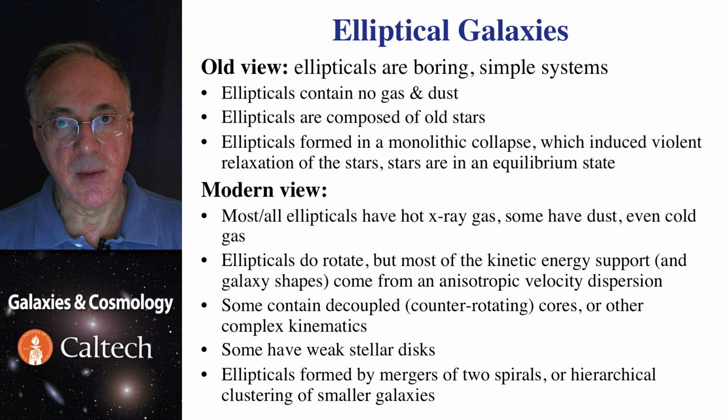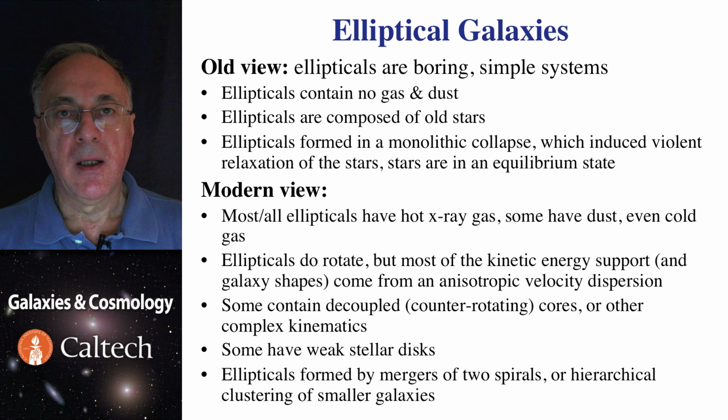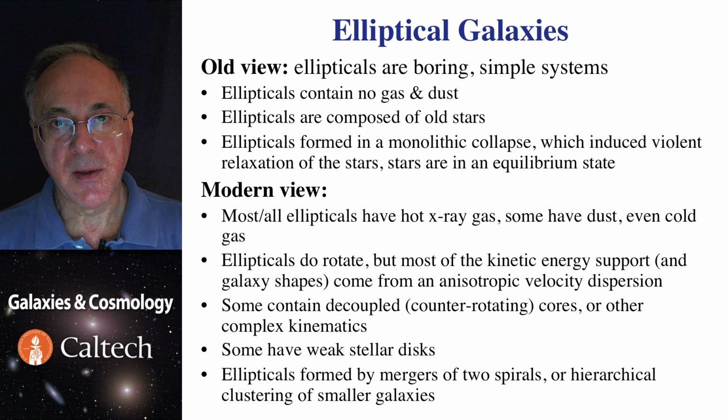They're also not simple systems. They have subsystems, just like spiral galaxies do. Some ellipticals seem to show weak disks. Some have special decoupled cores in the middle. Most of them have supermassive black holes in the centers. One important distinction between ellipticals and spirals is that whereas spirals contain most of their kinetic energy in the ordered rotational motion, in the elliptical galaxies, most of the kinetic energy is in the form of random motions. So we call them pressure-supported: stars moving like molecules in a gas.